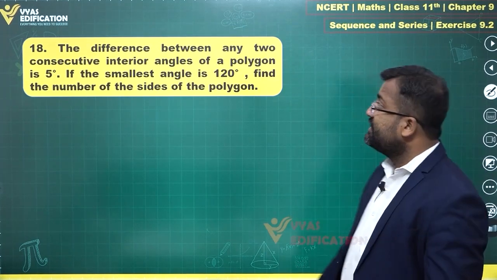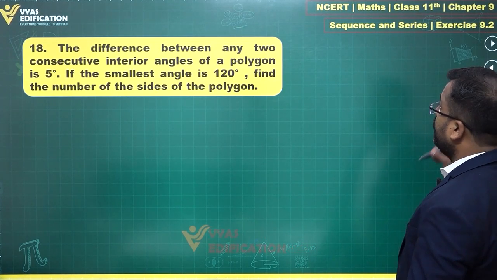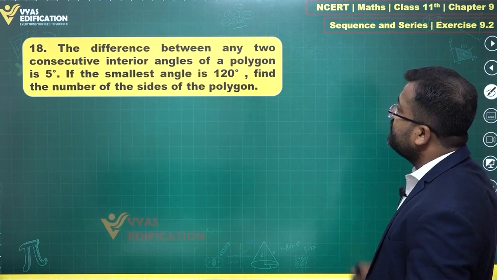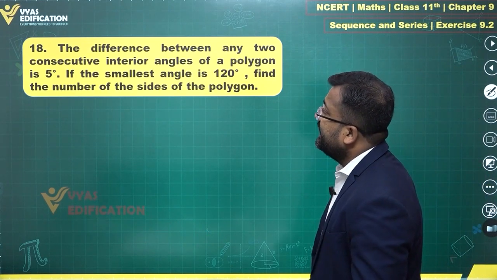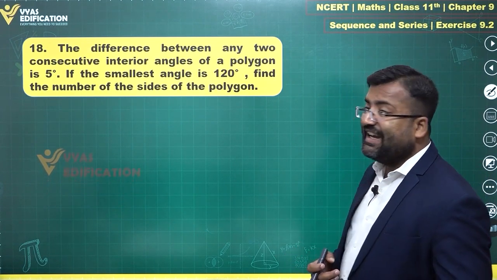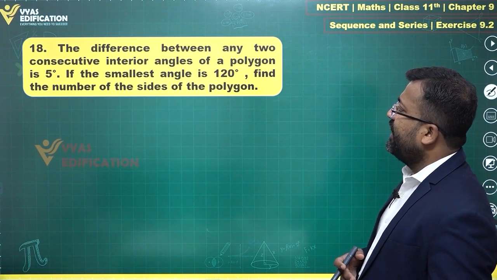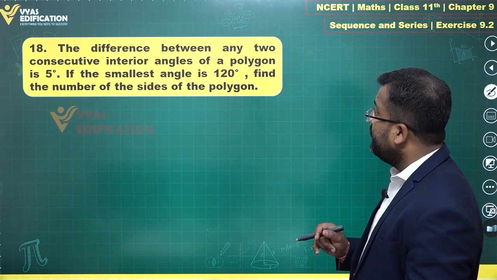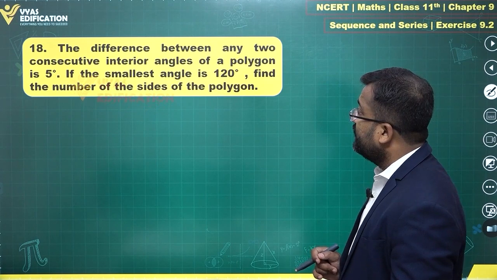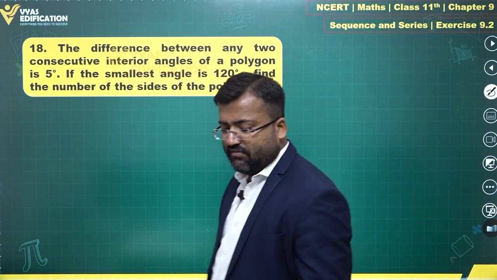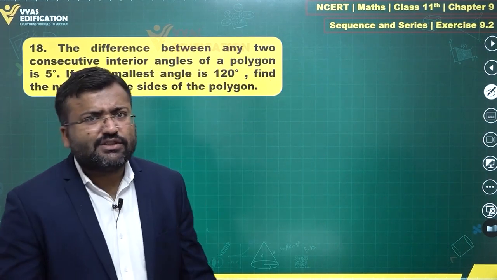In the 18th question, it is given the difference between any two consecutive interior angles of a polygon is 5 degree. Consecutive interior angles of a polygon, the difference is 5 degree. Smallest angle is 120 degree. Find the number of sides of the polygon. Okay. Is there something missing in this question?